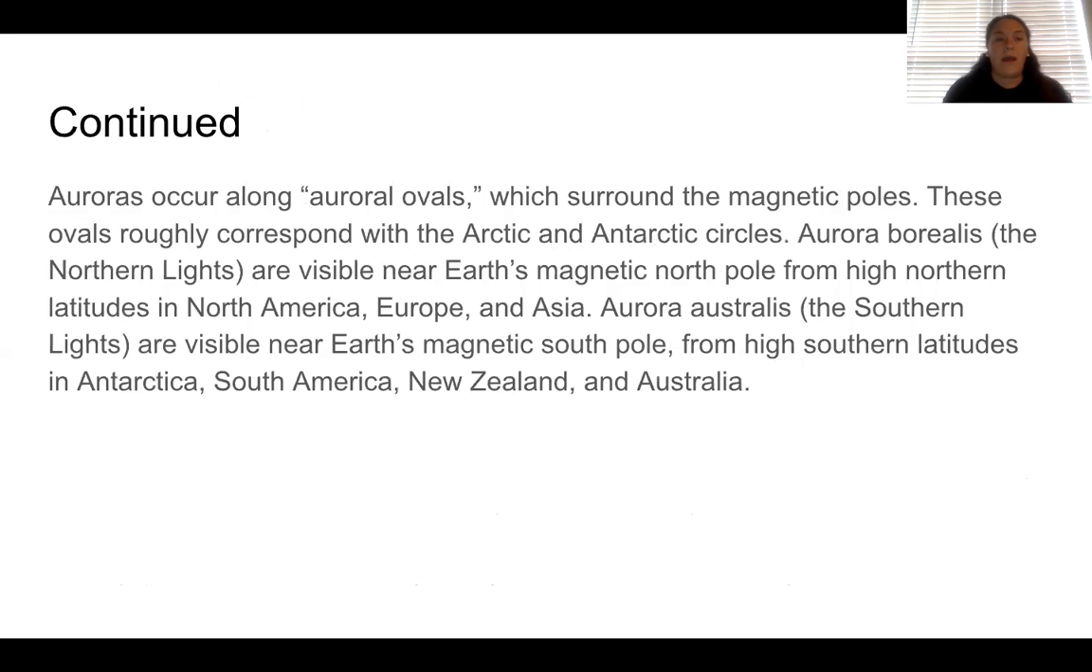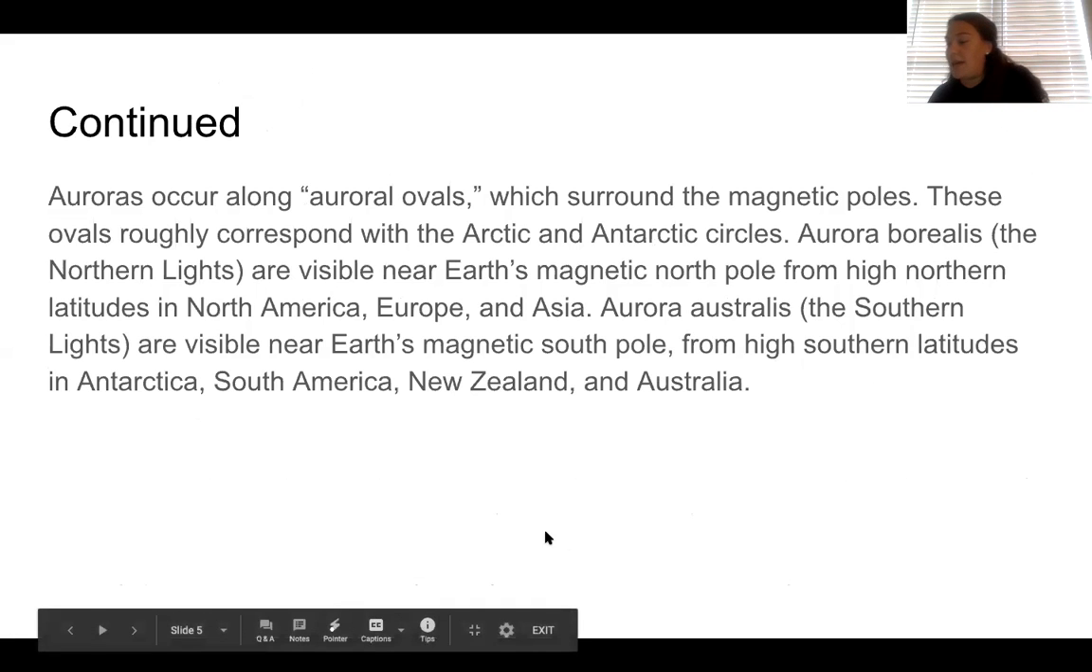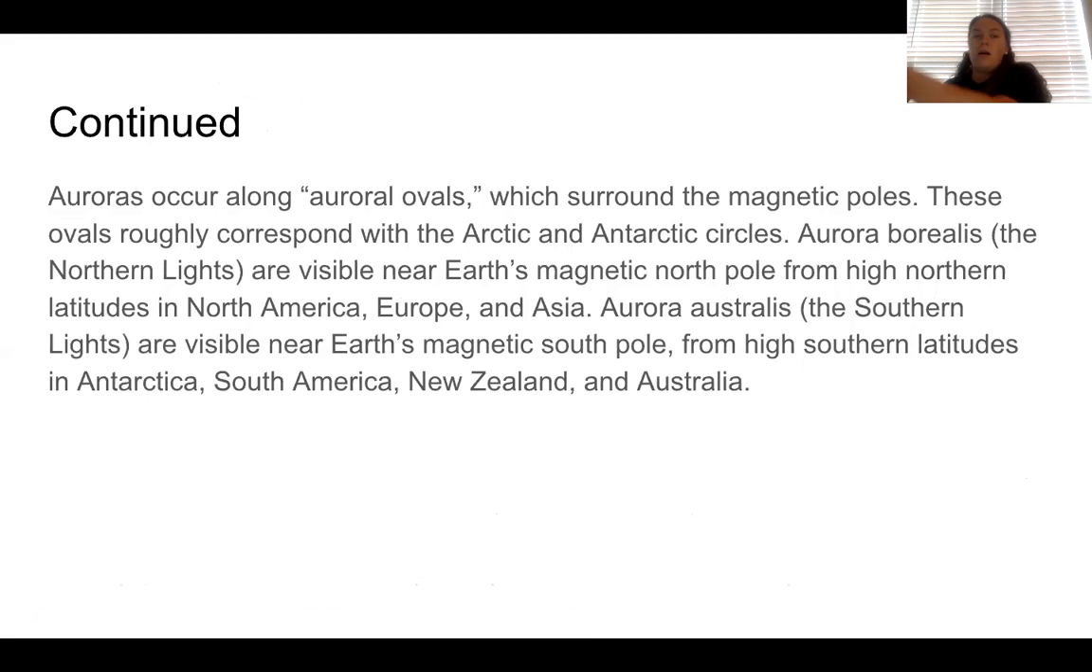Okay. Now, we're going to continue reading this text. So it continues on and it says, auroras occur along auroral ovals, which surround the magnetic poles. These ovals roughly correspond with the Arctic and Antarctic circles. Aurora borealis, the northern lights, are visible near Earth's magnetic north pole from high northern latitudes in North America, Europe, and Asia. Aurora australis, the southern lights, are visible near Earth's magnetic south pole from high southern latitudes in Antarctica, South America, New Zealand, and Australia.